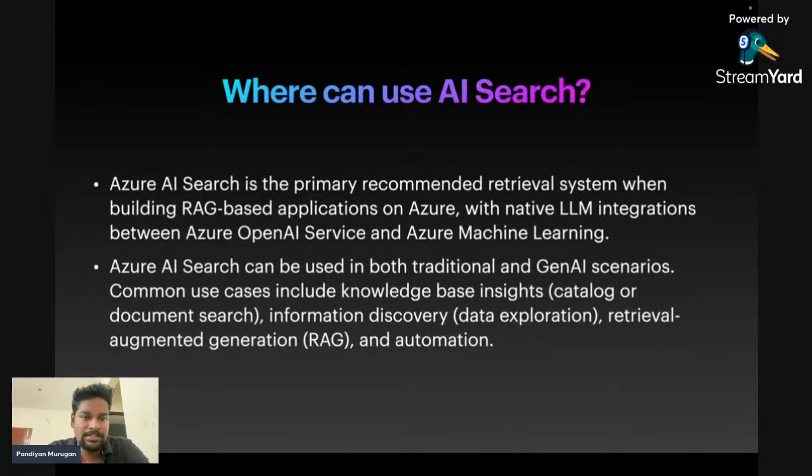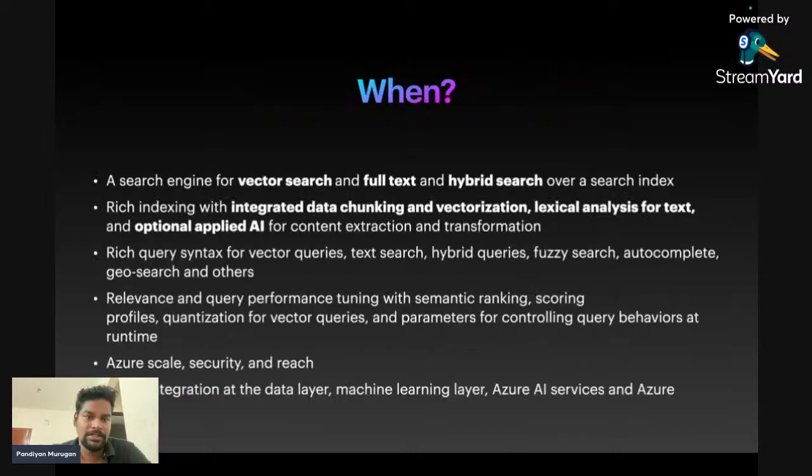Where can we use AI search? It's primarily recommended for systems like RAG-based applications in Azure or integrated with LLM models. Either it can be an OpenAI service or machine learning, and we traditionally use it for knowledge-based insights. For example, in a company where we may have a number of documents that we want to index and get the information with more natural language processed queries. So those are some use cases.